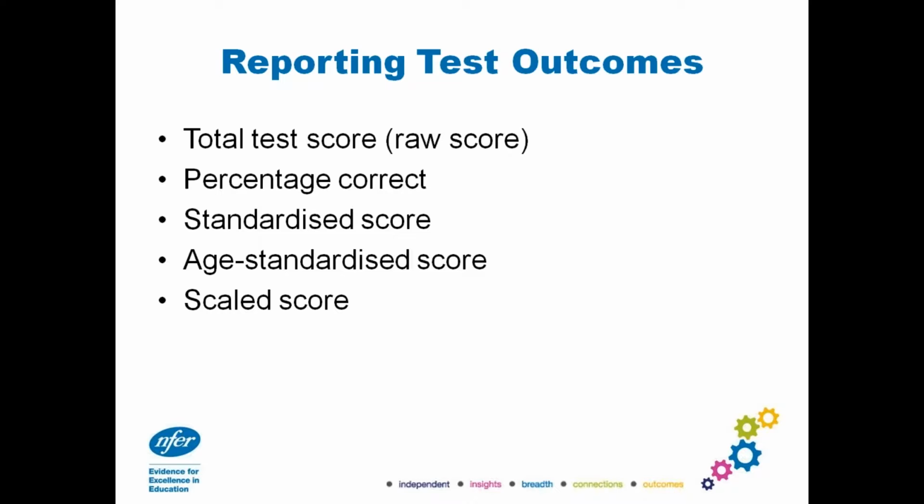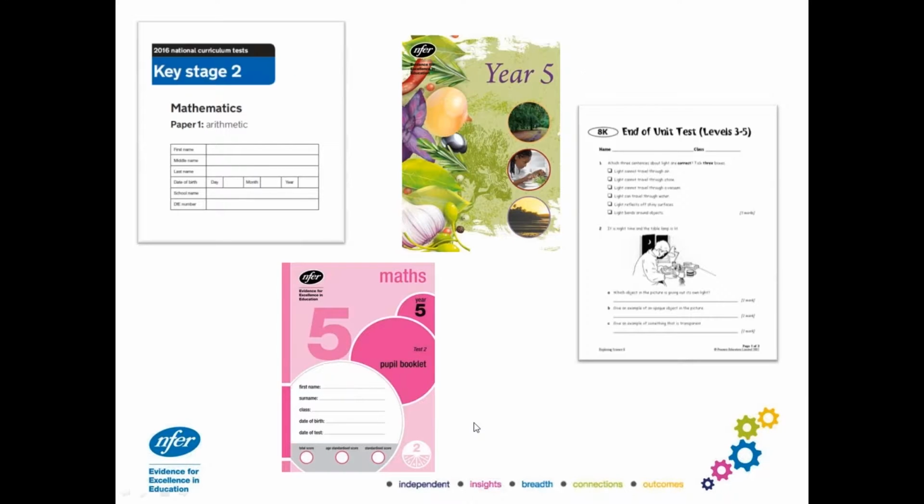This next slide just illustrates the point that different tests report different things. In the top left, you've got the Key Stage 2 National Curriculum Maths test, which is reported using a scaled score. In the middle, we have two NFER optional tests, which report using standardised scores and age-standardised scores. And on the right-hand side, we have a typical classroom-based test from which you'd only be able to report a raw score and a percentage correct.